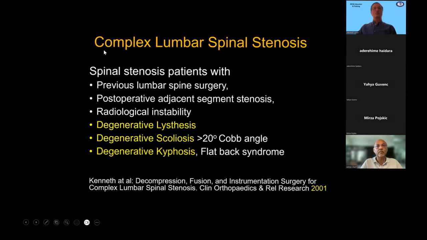And so we have one term, complex lumbar spinal stenosis, which may happen if there is degenerative listhesis, scoliosis, kyphosis, or previous lumbar spine surgery, postoperative adjacent segment stenosis, or radiological instability.